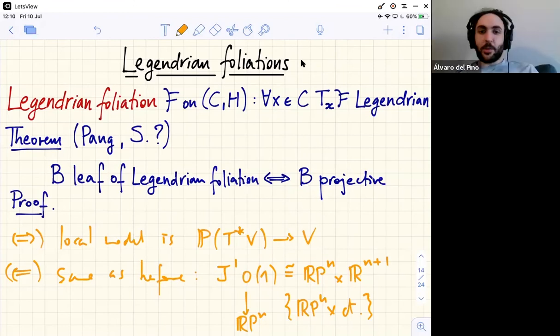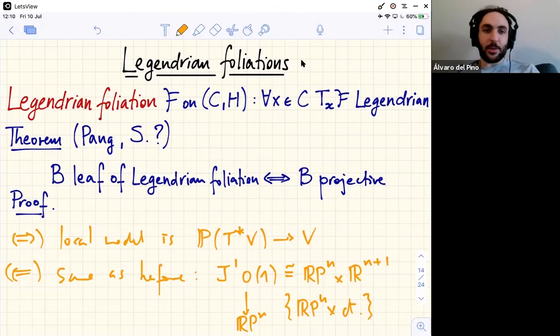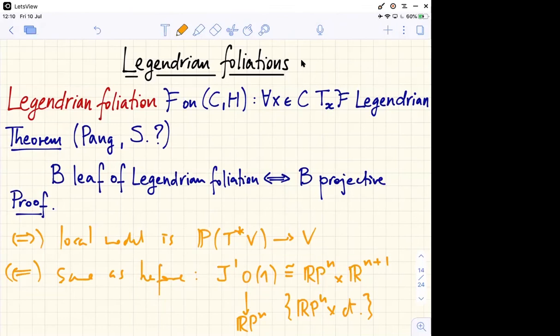Are there any questions for Daniele? I mean, there's no question. I have a question, but can I come back to a question of Alvaro? Because Alvaro's question, if I understood, was: if you have an affine structure, can you perturb it to an integral affine structure? Yeah, that was the question.